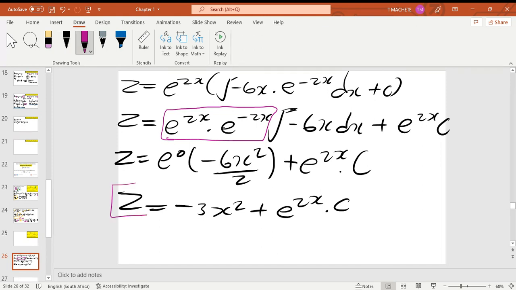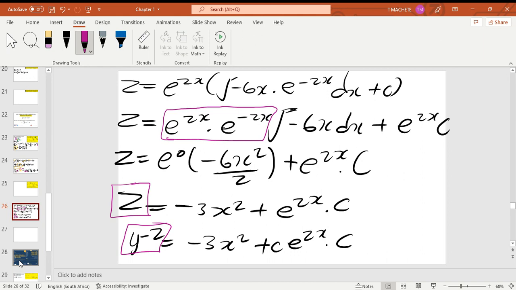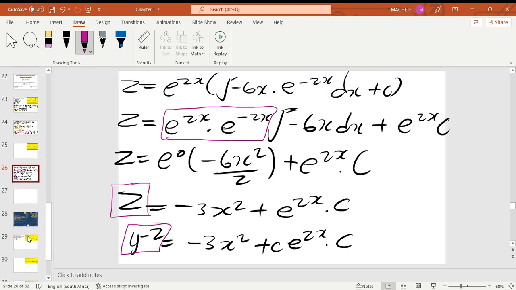Obviously, since you know that z from the previous slides, z was equals to y to the power minus 2. So you can replace z with y to the power minus 2 to make the equation linear. So y to the power minus 2 equals minus 3x squared plus e 2x multiplied by c. Then that's your final answer. Substitute this z, guys. Substitute that value there to make it the proper equation.